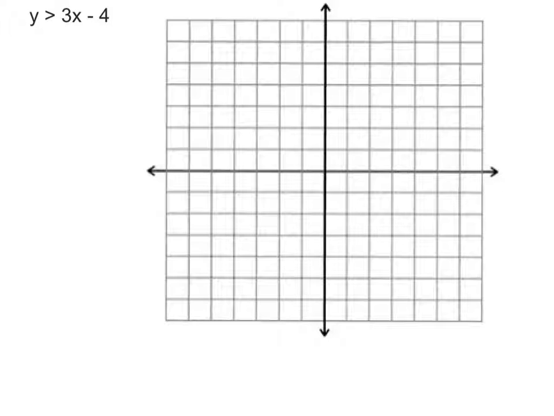So let's try this one now. I have y greater than 3x minus 4. So we're used to graphing the line y equals 3x minus 4. And the same principle is applied here. We have a y-intercept. My y-intercept is negative 4. And my slope is 3. So I'll start at negative 4 on the coordinate plane and do a slope of up 3 and over 1. So up 3 over 1.